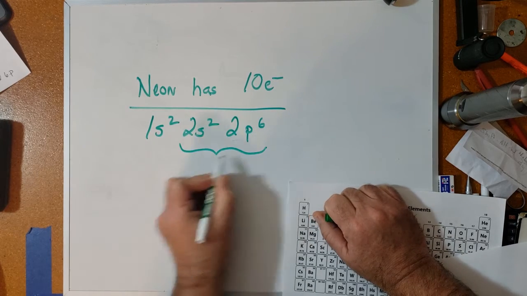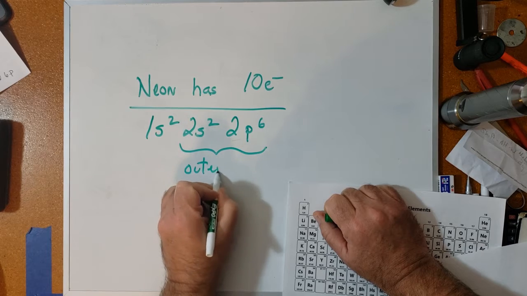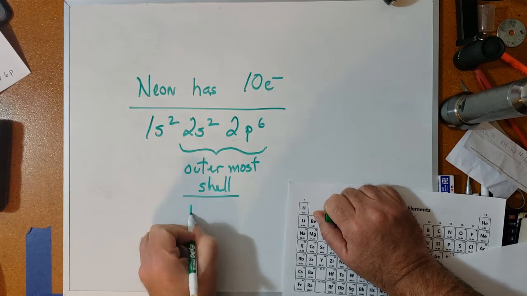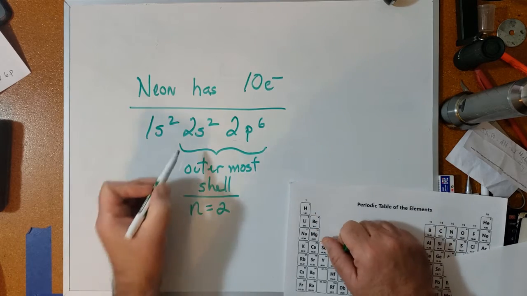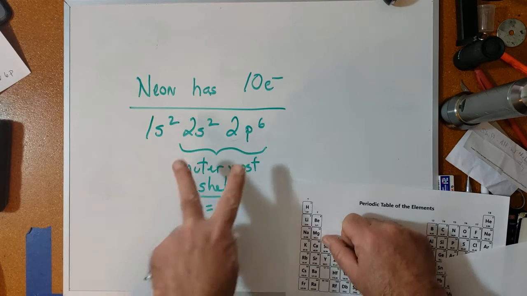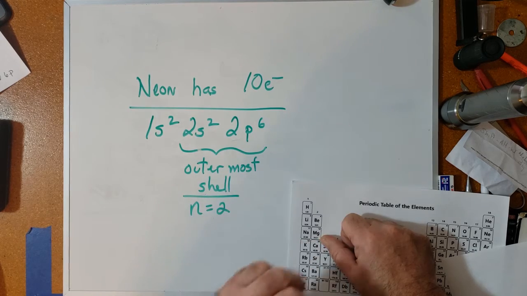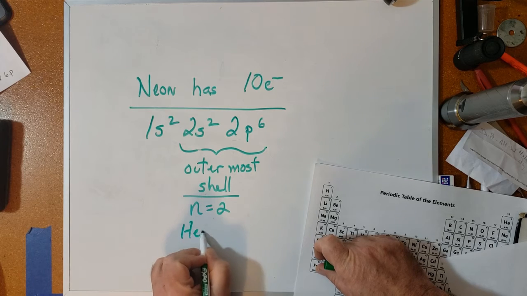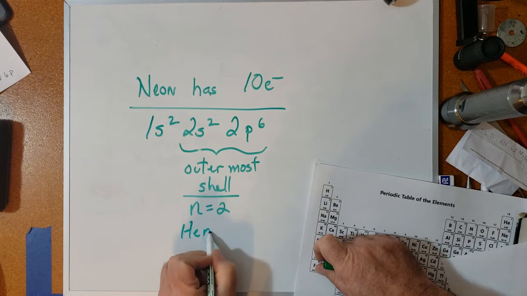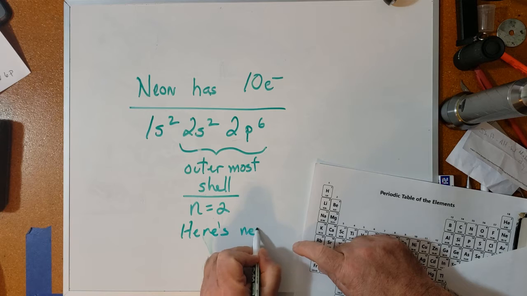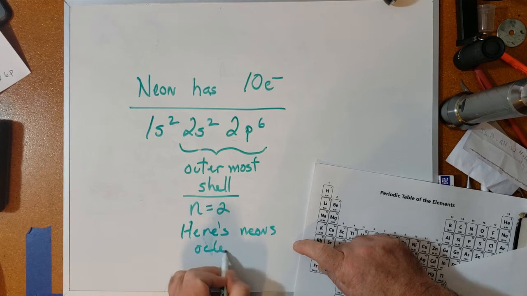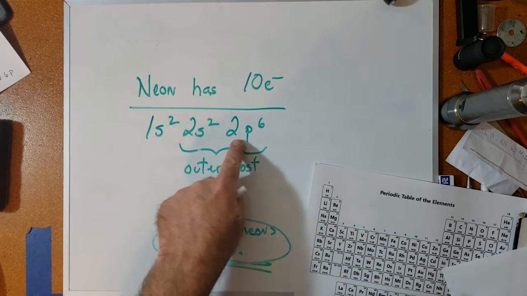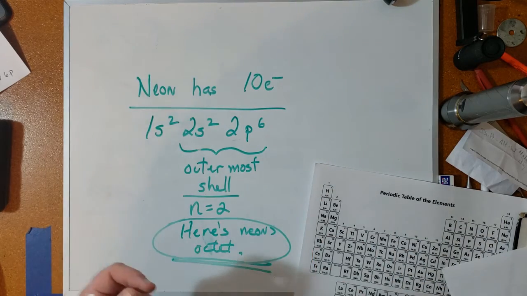However, the outermost shell, that's where n is equal to 2, all right? So the 2s and the 2p are all filled up. There's 2 here and 6 here. That gives us a total of 8 electrons. We could say that here's neon's octet right here. The 2s2, 2p6. Neon has an octet.